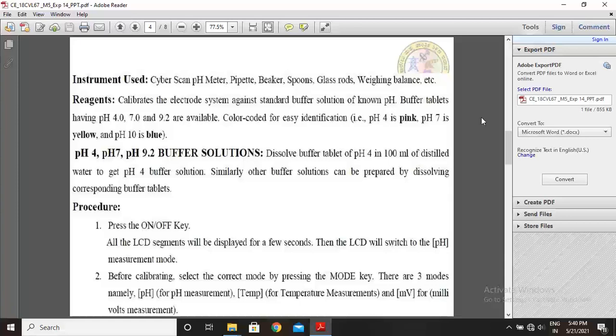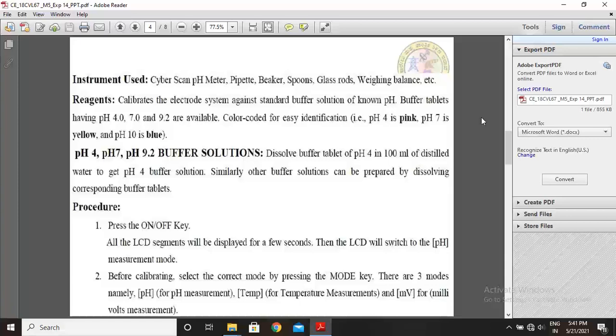Similarly, other buffer solutions can be prepared by dissolving the corresponding buffer tablets. Okay, so now we are ready to get buffer solutions with respect to the mentioned pH 4, pH 7 and pH 9.2 buffer solutions. Next, how to operate the instruments and how to take the readings, that is shown in the procedure. Let us see how to operate the pH meter to take the readings of the given samples.